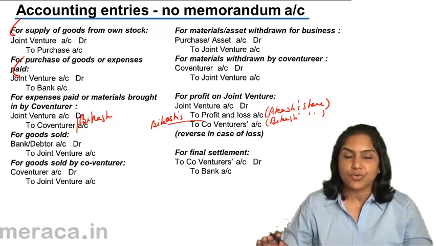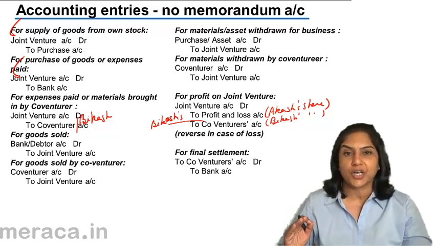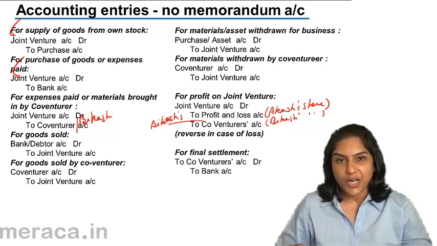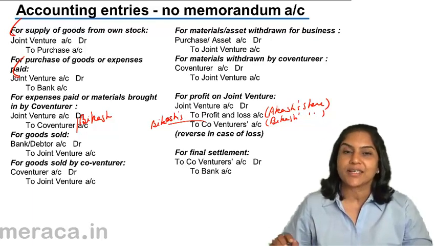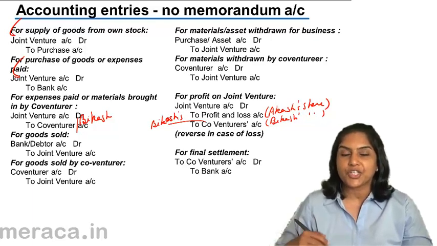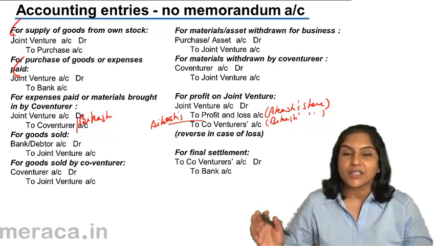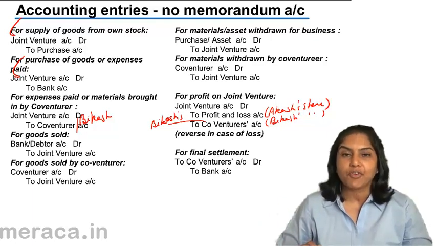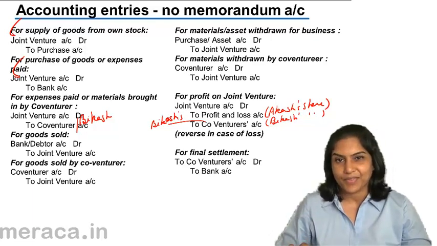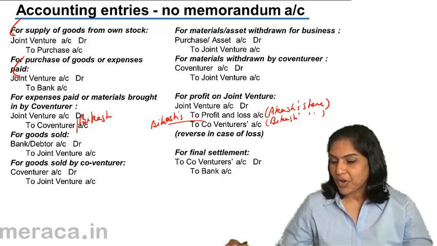So here there is no other account. Basically, we are concerned with the joint venture account and the other co-venturer's account. Joint venture account is debited with all expenses and credited with incomes. For the venturer spending his own money, bank account is credited. When the other co-venturer spends money for the joint venture, his account is credited. The joint venture account reveals profit or loss.